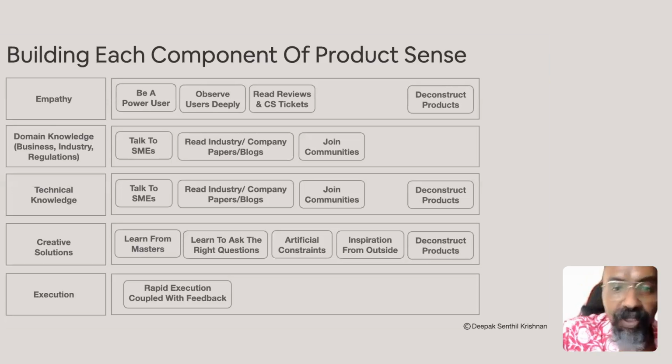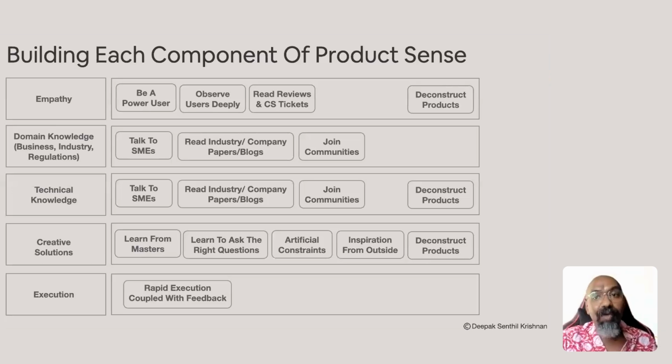For example, when it comes to building empathy, there are a couple of methods. One, being a power user of a product. When you become one of the most obsessive users of a product, you can literally see how a product works, flows, and also breaks. And you can then start identifying where and why things work and things don't work.